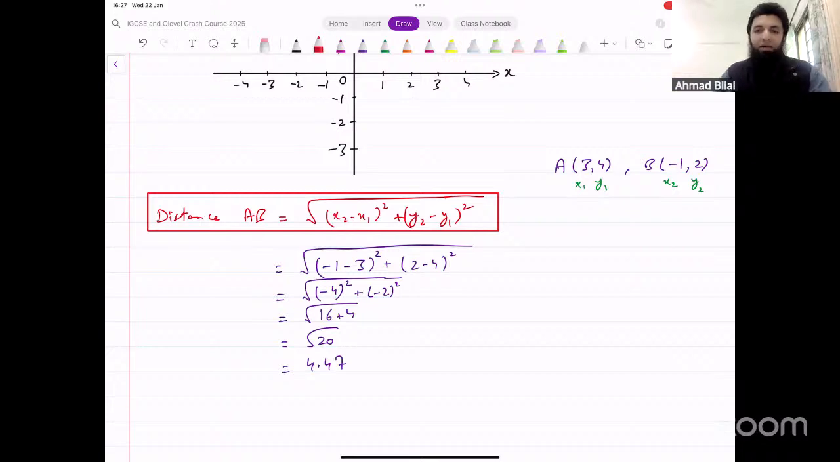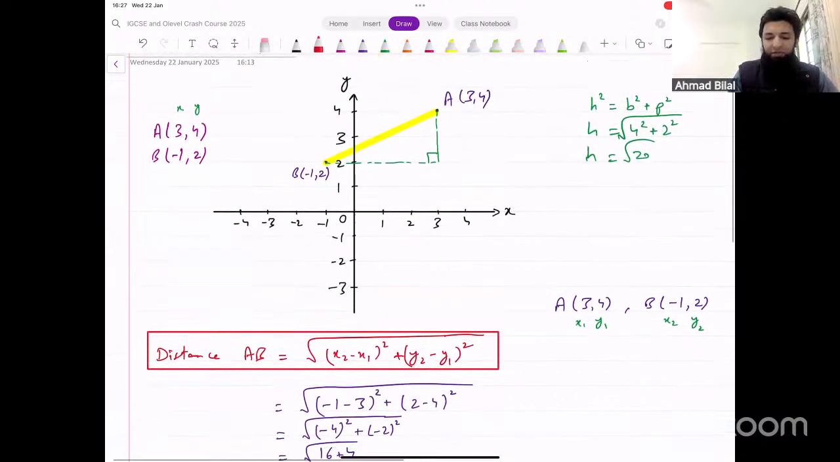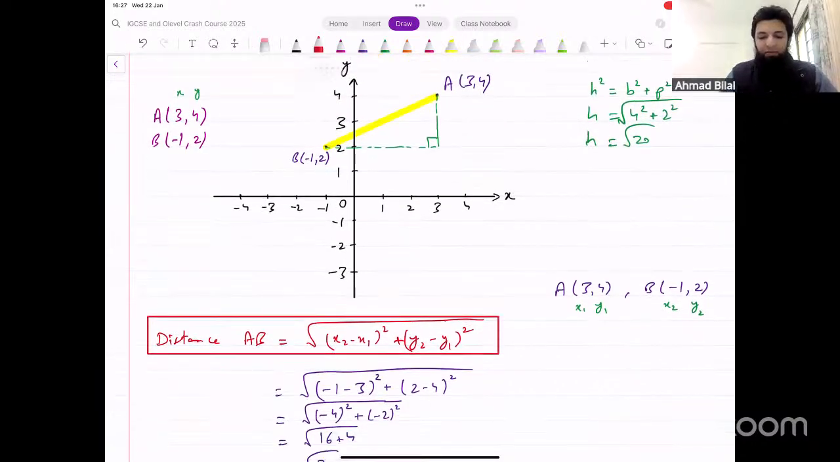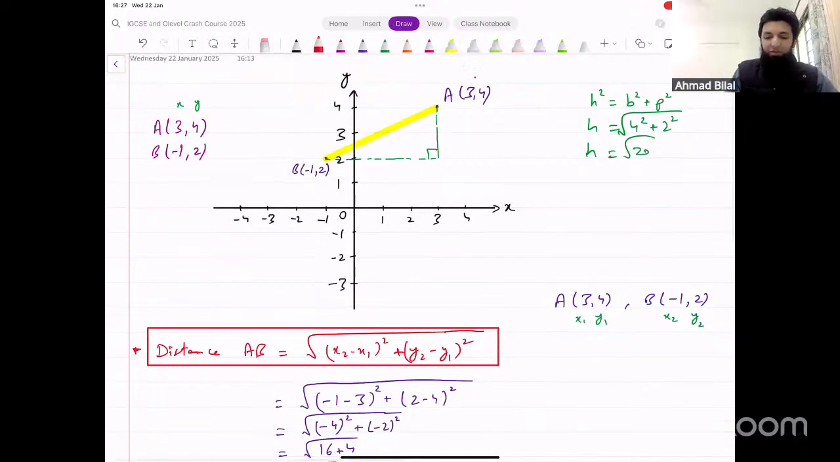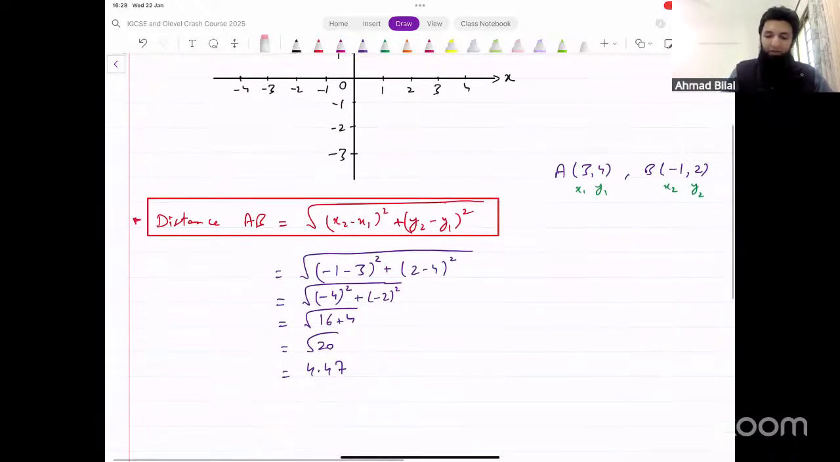Now the second thing that you will sometimes have to do is find the midpoint of 2 points. So let's say you have these 2 points, A and B, and you want to find the midpoint, the middle point of the line joining these 2 points. How do you find that?